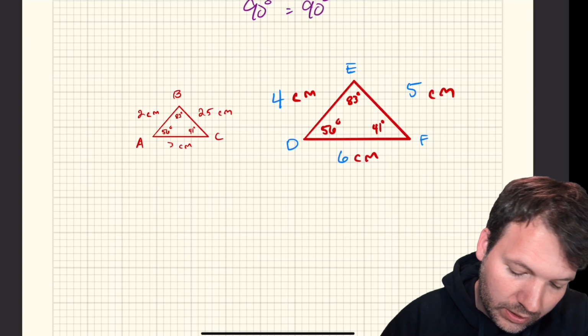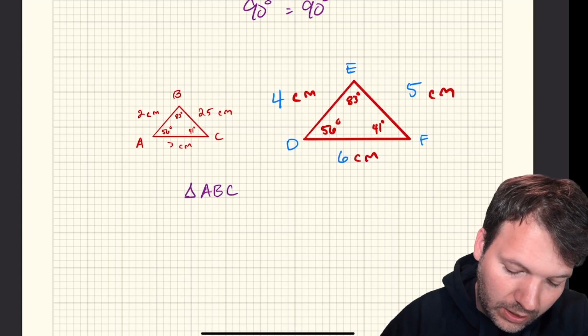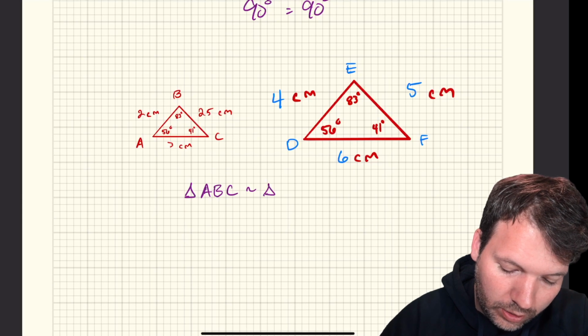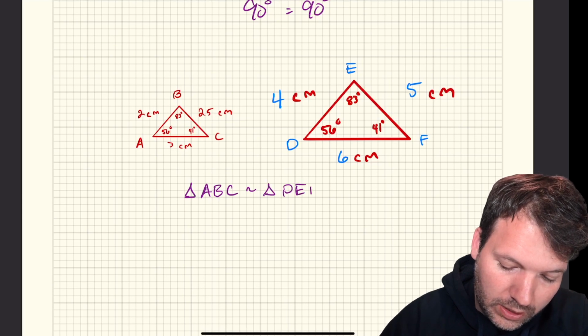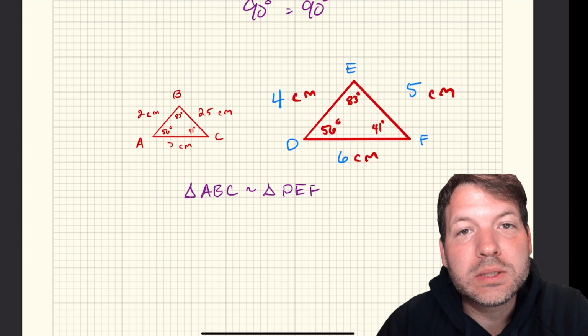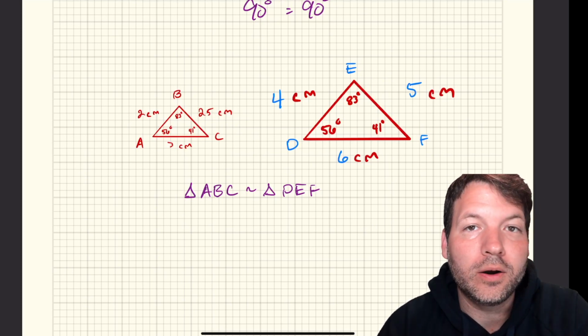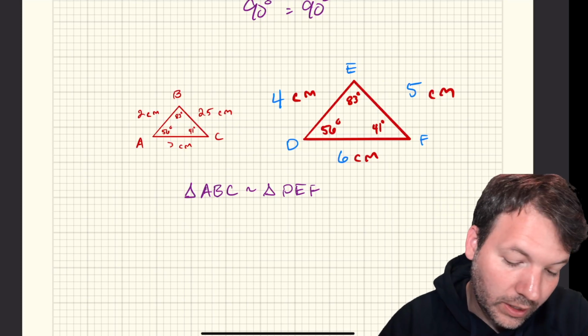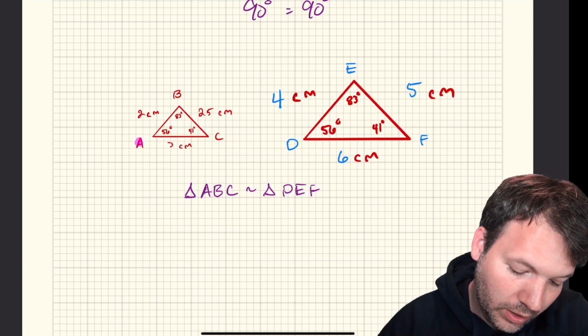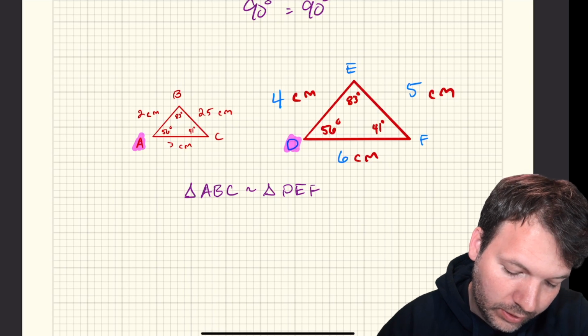What we would say in this case is triangle ABC is similar to triangle DEF. And the order does matter there. We want the given corners or angles that have equal measure, that are congruent, to be lined up. So you can see here angle A and angle D both measure 56 degrees.